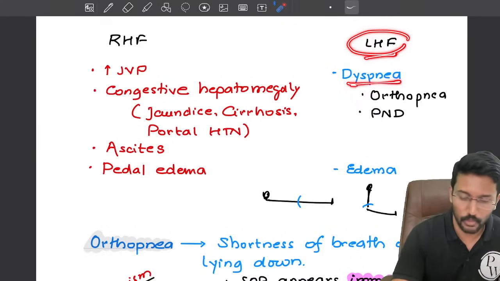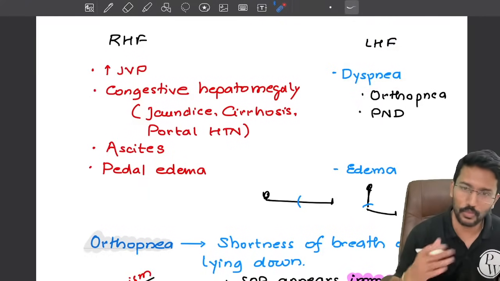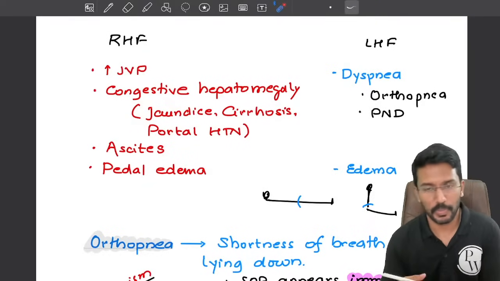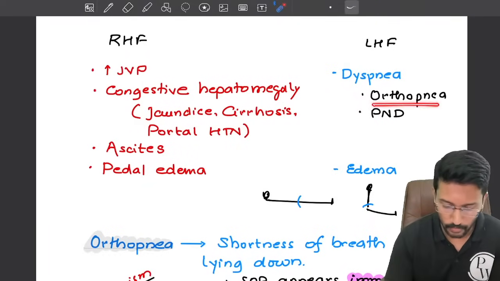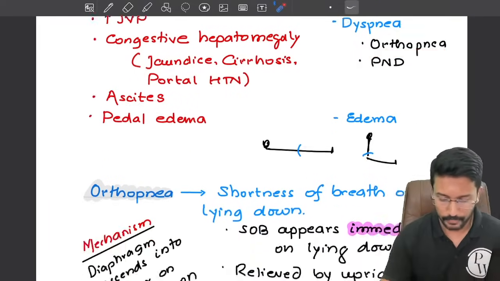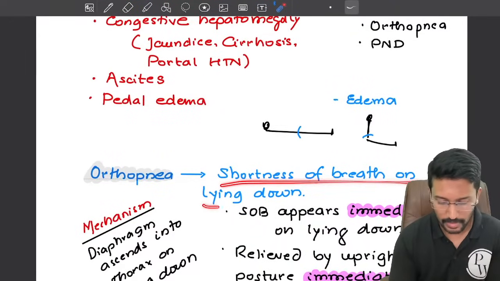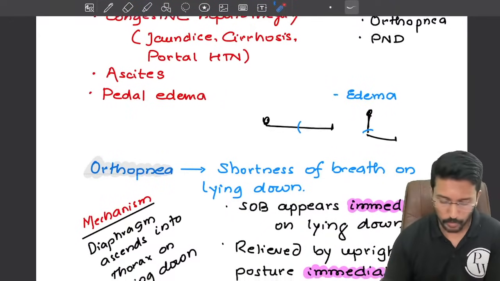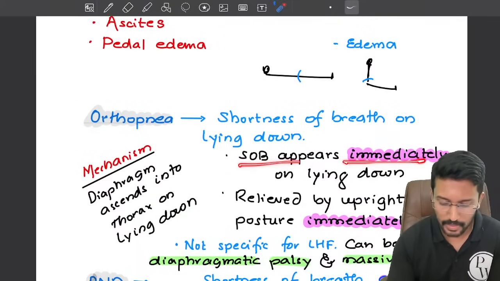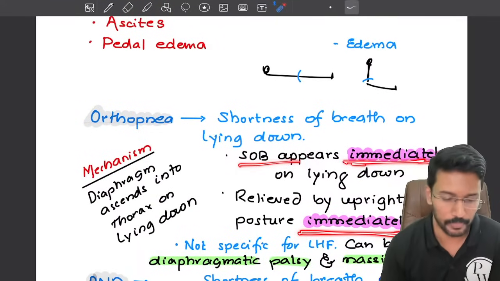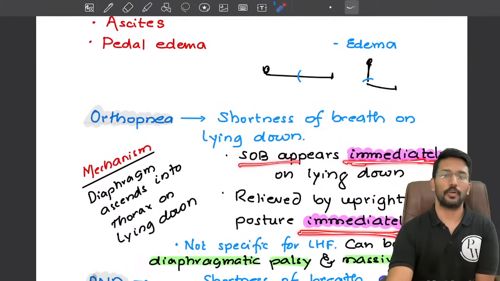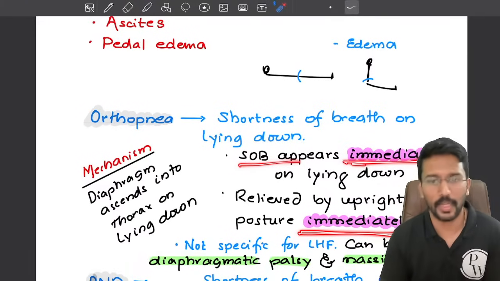Congestion of the lungs will lead to dyspnea. And in addition to dyspnea on exertion, this patient becomes short of breath when they lie down. We call it orthopnea. Shortness of breath on lying down. In orthopnea, shortness of breath appears immediately on lying down, and it gets relieved immediately on getting up. Immediately I lie down, I become short of breath. I get up, immediately I will be relieved.